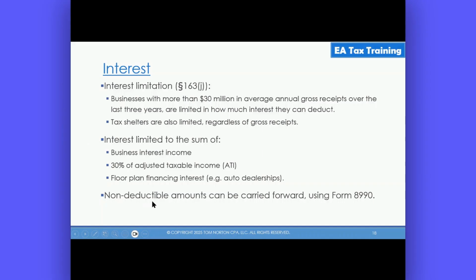Any amounts that are not deductible this year can be carried forward. You report all this on a Form 8990. And so that will show your carry forward to the following year.